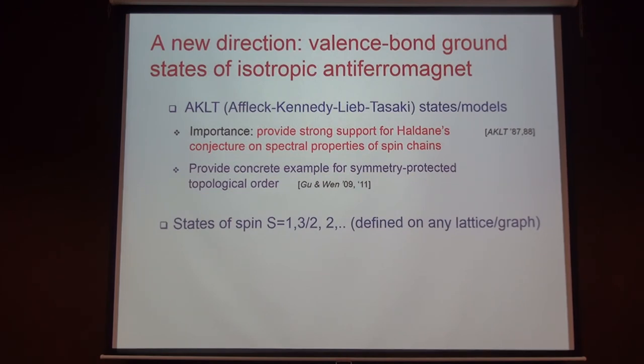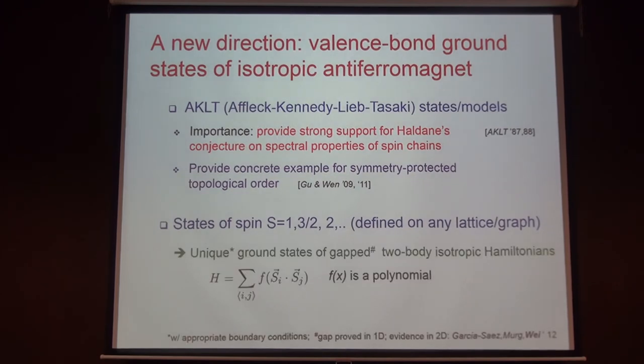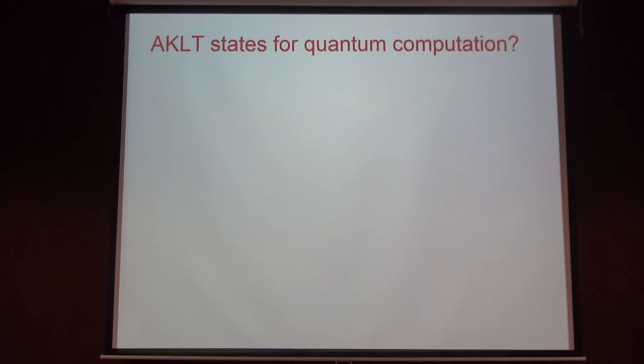And like the graph state, the AKLT state can be defined on any graph, any lattice, and it's a unique ground state if you choose an appropriate boundary condition of such a Heisenberg-like Hamiltonian. And it was believed to have a gap in two-dimensional systems. In 1D, we can prove the gap, but in 2 dimensions, there's no rigorous proof. So far, we have some strong numerical evidence.